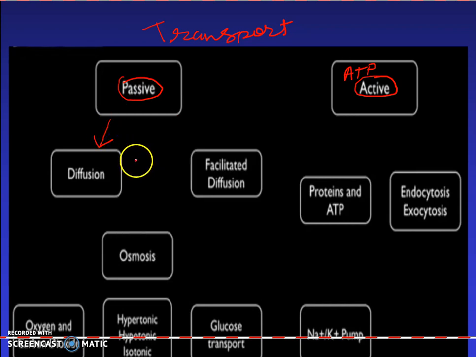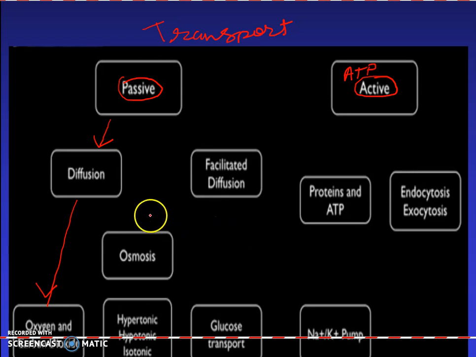Diffusion is a random movement of particles. For example, you can see how oxygen and carbon dioxide are exchanged in the process called respiration. We inhale oxygen and exhale carbon dioxide, and that process is through diffusion. So diffusion is random movement of particles.